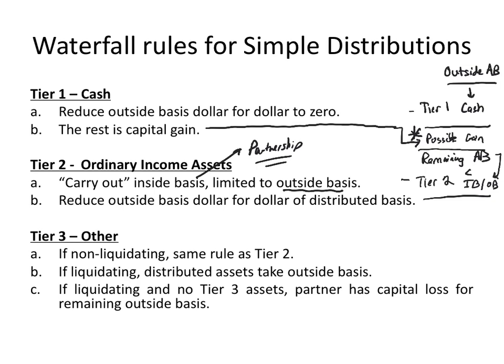And Tier 2 are ordinary income assets. Now note, these are not the same as hot assets. They might be, but they're not always. We're talking about things like inventory and accounts receivable. Those are the ones you're going to see almost always in this class. Those are ordinary income assets: inventory and accounts receivable. We've learned about that already. Okay? Then you get whatever's left, remaining.